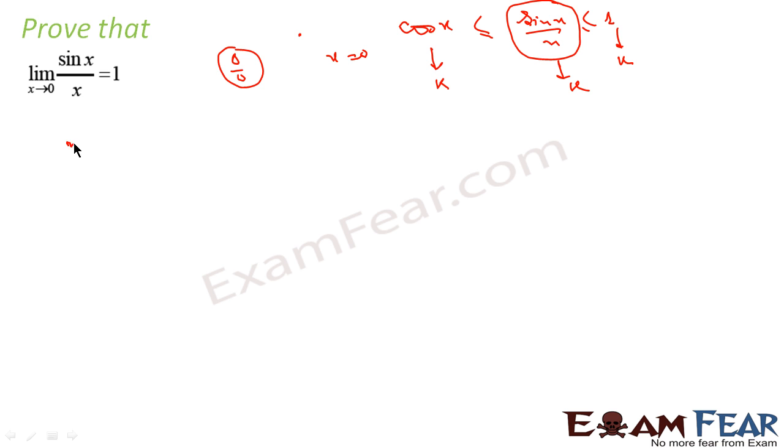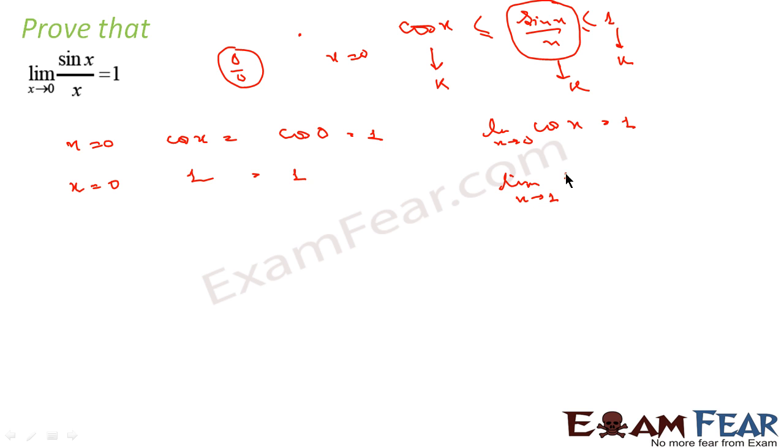So for x is equal to 0, cos of x is nothing but cos of 0, that is 1, correct? And for x is equal to 0, 1 is always 1. If you want to write it in the limit form, you can say that limit of x tends to 0, cos x is equal to 1, and limit of x tends to 0, 1 is equal to 1. So if you see, both the values are same. Thus we can prove by sandwich theorem.